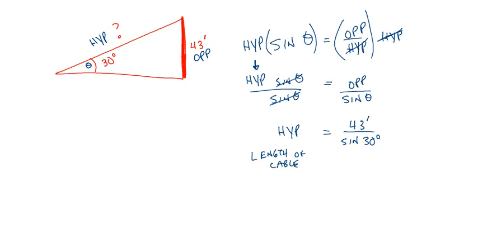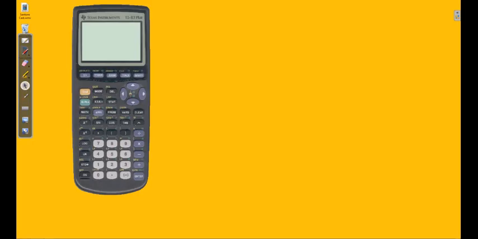Okay, so let me go find the calculator here, and we're going to do 43 divided by the sine of 30 degrees. I hit on, I go 43 divided by sine 30, enter. Now here again, remember that mode, I'm in degrees, I'm all good. Okay, my answer: I need 86 feet of cable.